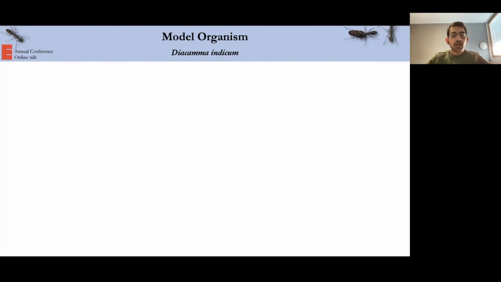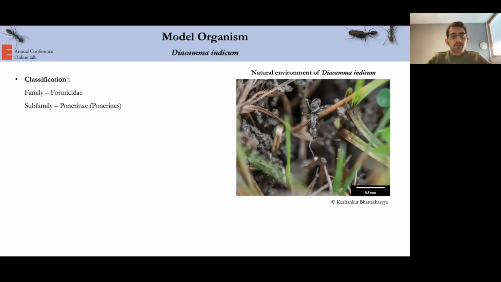A brief introduction to Diacamma indicum. It belongs to the family Formicidae and the subfamily Ponerinae. It is a primitively eusocial ant, and the reproductive individual is called the gamergate. Nests are subterranean with sizes ranging between 12 to 261 individuals.